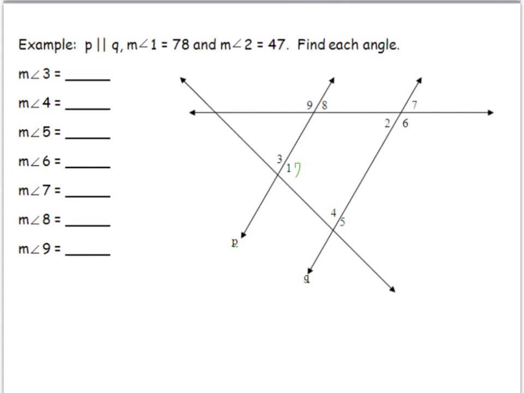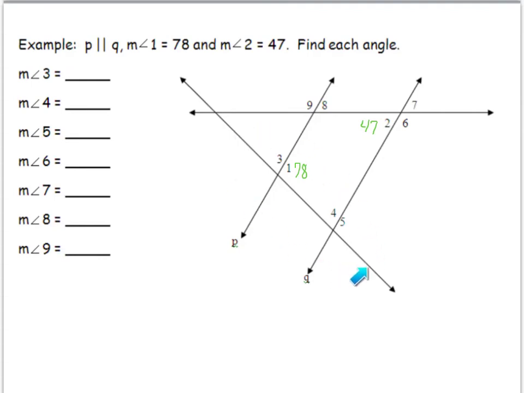So I know angle 1 is 78 degrees, and I know that angle 2 is 47 degrees. So now that I've got that, I'm not going to try to fill these in right away. What I want to do is fill the diagram in first. When you fill the diagram in first, it makes it so much easier to just list out your answers then. So let's go ahead and start off down here.